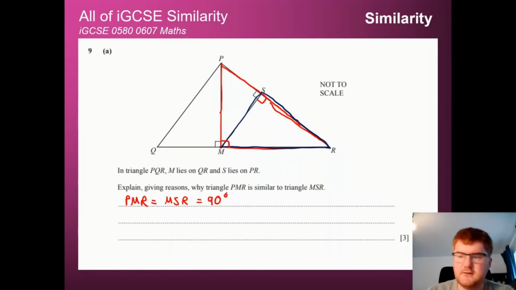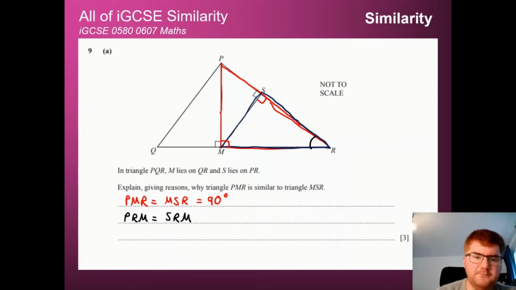The next thing to realize is they share an angle. So notice that this angle is the same in both triangles. So again, we need to identify this carefully. So angle PRM is equal to SRM. So shared angle. So that's my second piece of information. Okay, so we've got 2 angles.